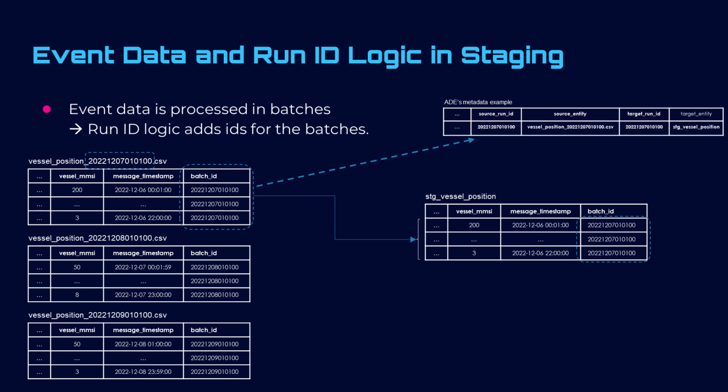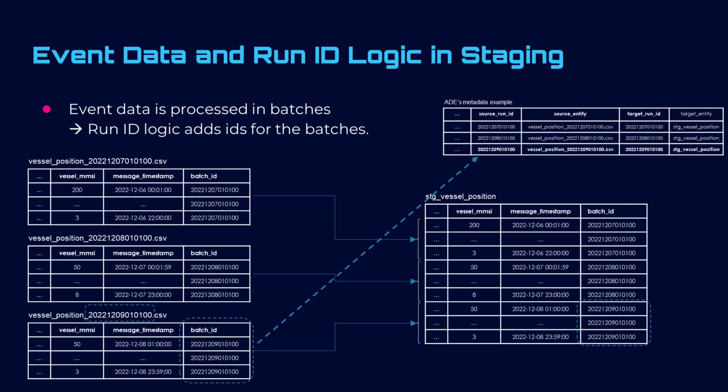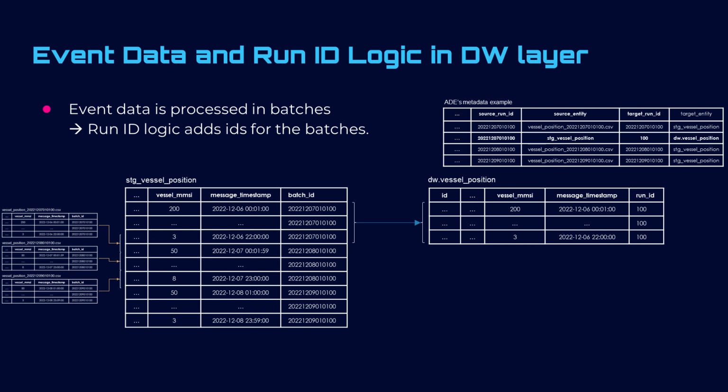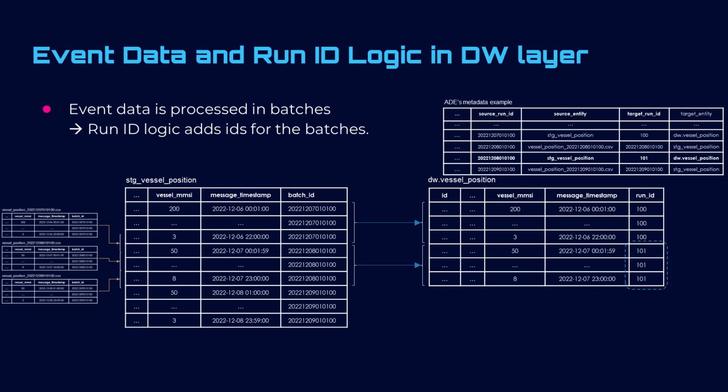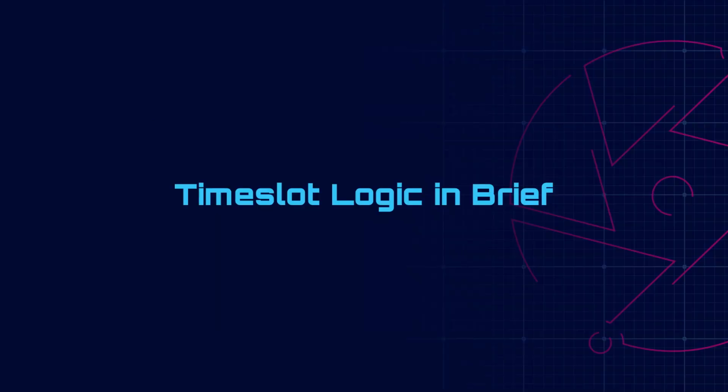The Run ID values are also stored in the ADE's metadata database. That way ADE keeps track of what data has already been loaded and what hasn't. After the staging layer, the Run ID column is most often called Run ID or DV Run ID. Also, after the staging, Agile Data Engine populates the Run ID values for us. It stores the Run ID information of the tables and source target pairs, and loads only those batches that are not loaded yet.